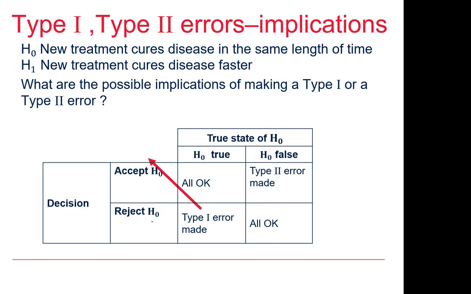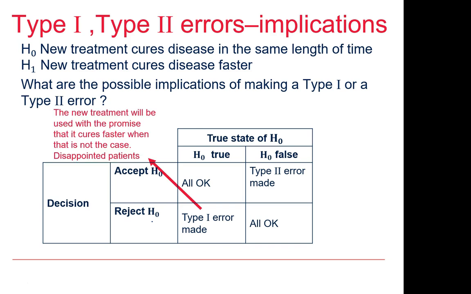So if we look at our type 1 error, the new treatment's going to be used. That might have cost implications. Patients are probably going to know that they're using a new treatment, and they're going to believe that this is going to cure their skin disease faster, but in fact that's not the case. So you're going to end up with very disappointed patients and possibly quite a lot of expense that wasn't worth it because the new treatment actually isn't any better.